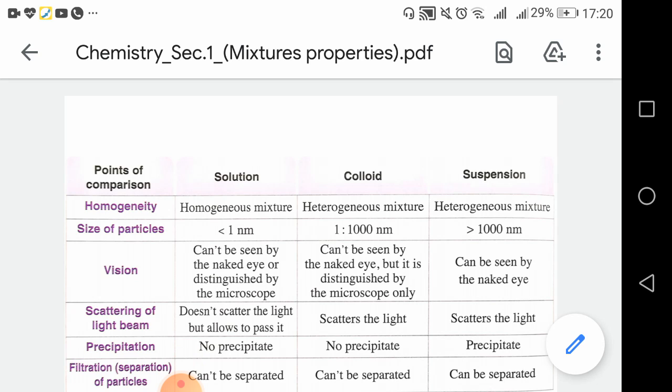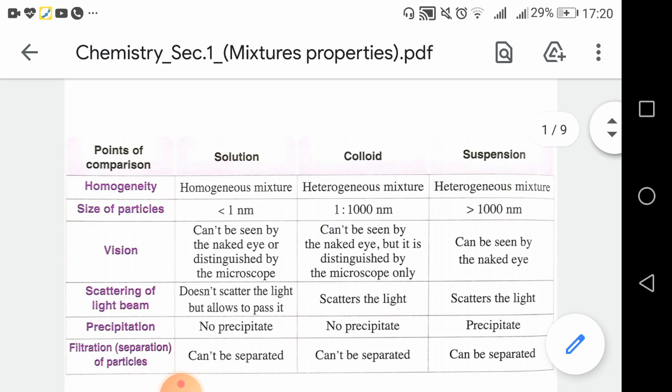If the mixture is heterogeneous, what is the meaning of heterogeneous? It means that the mixed substances are distributed in each other in an unequal manner. In this case, it is called a heterogeneous mixture. In this case, it may be colloids or suspensions.